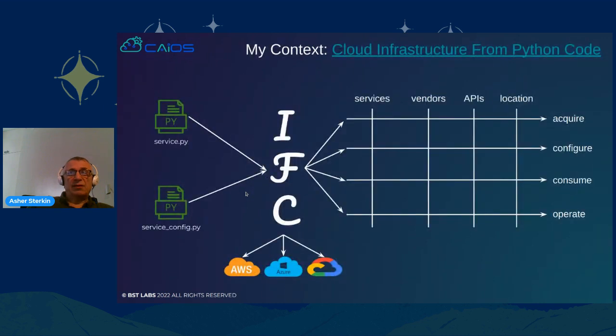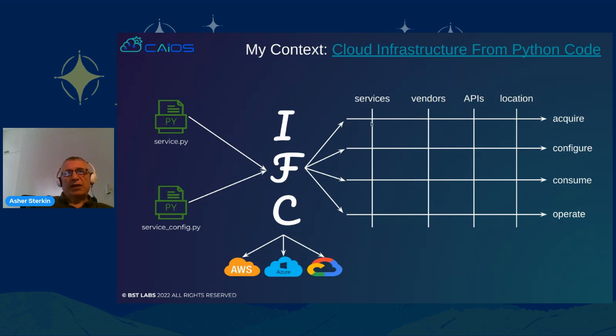So I will give you the background where I started from. This activity, a relatively new one, is considered a continuation of infrastructure as code. Here it is infrastructure from code. The challenge is to pick up plain Python application code with some configuration also in Python, and to translate it into four different interactions with cloud services: acquire resources, configure resources, consume resources, and operate them in terms of monitoring, alerting and metrics on different clouds.